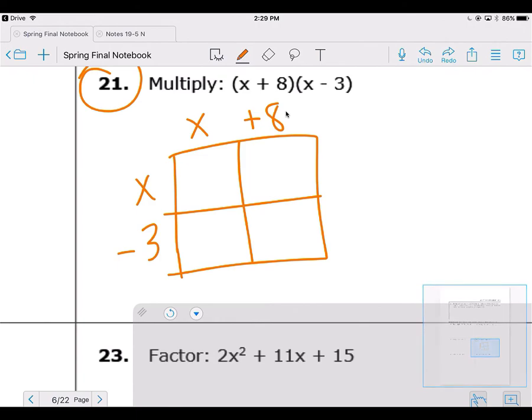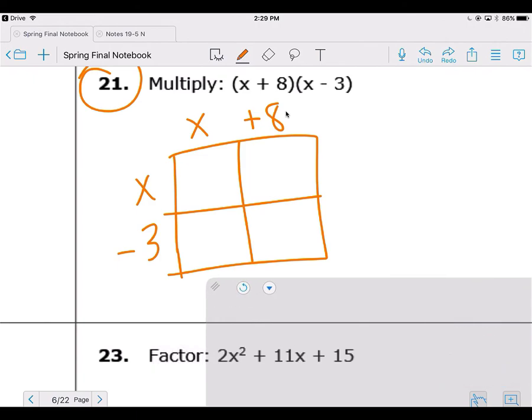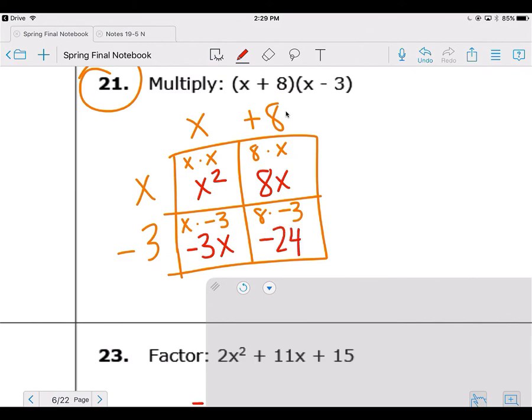We fill in the box just like we fill in Punnett squares. Top times side, top times side, top times side, top times side. X times x is x squared. 8 times x is 8x. X times negative 3 is negative 3x. And 8 times negative 3 is negative 24.